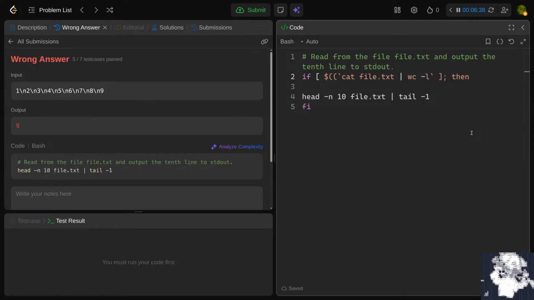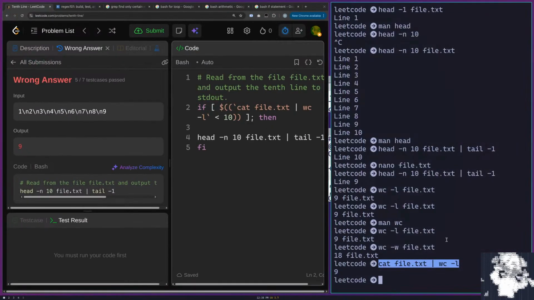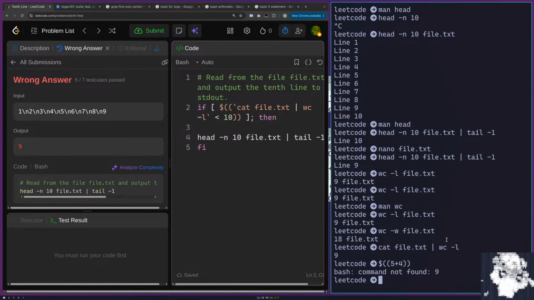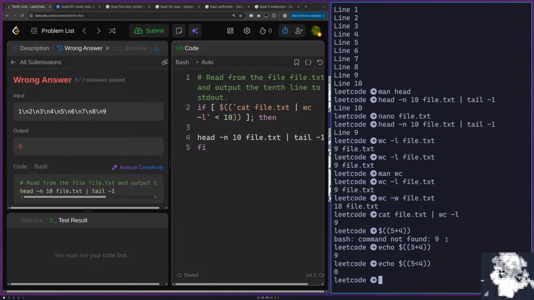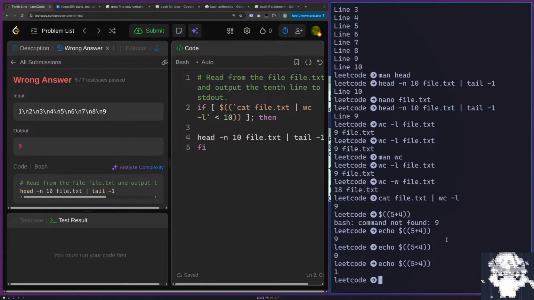Or, wait, I guess I was assuming you could do this. I don't know that you can. Because I know that you can do arithmetic like this. 5 plus 4 is 9, so echo that. Can I do 5 less than 4? 5 greater than 4? Aha, you can.